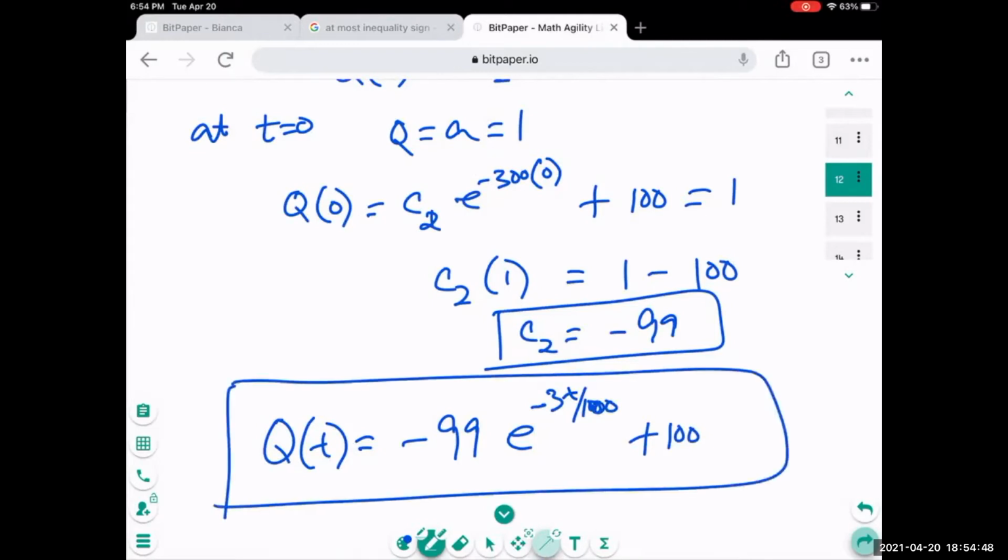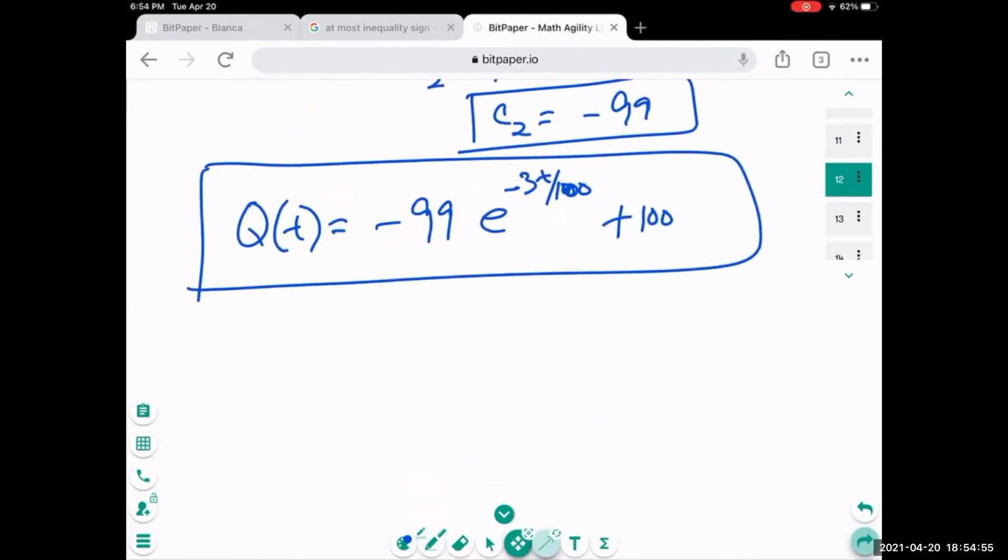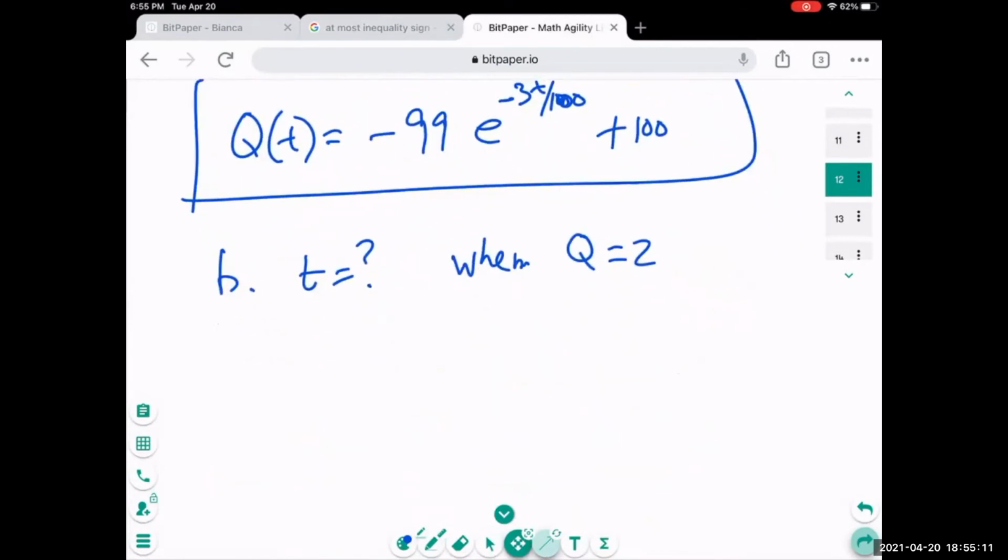And for letter B, the question is: what time will it reach Q equal to 2 pounds? So for letter B, what time will it reach when Q is equal to 2? Right, so let's solve it. So substitute in our solution. So 2 is equal to negative 99 e to the negative 3t over 100 plus 100.